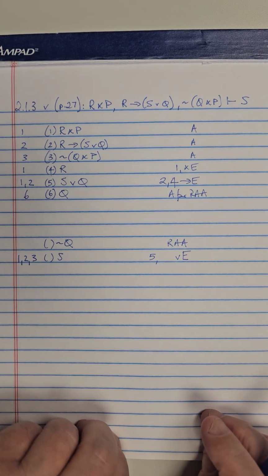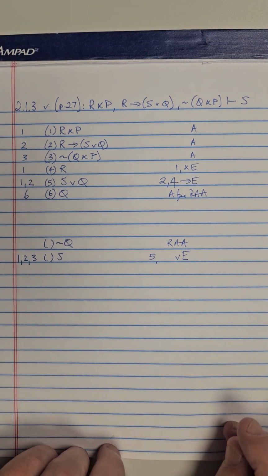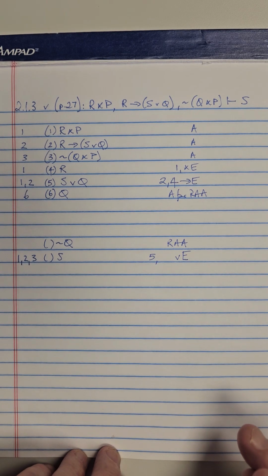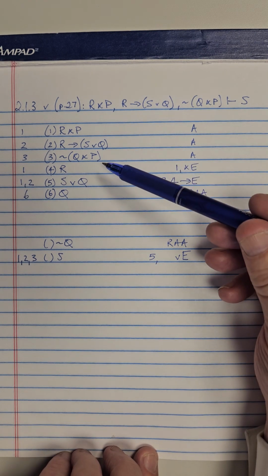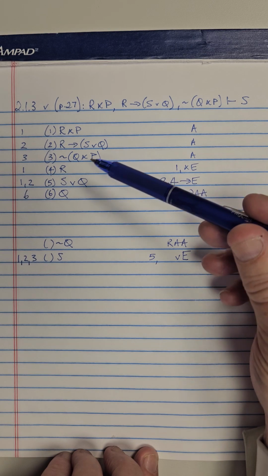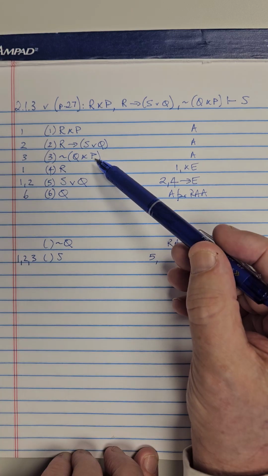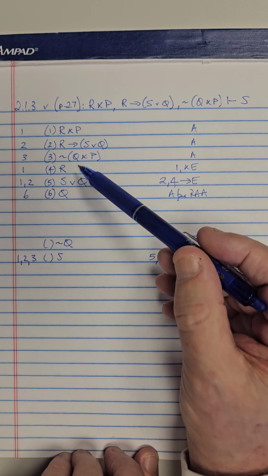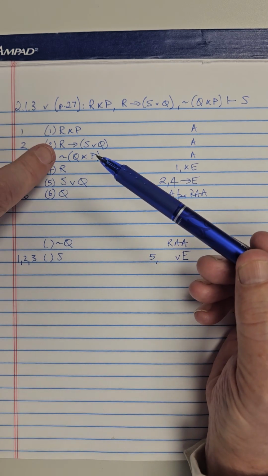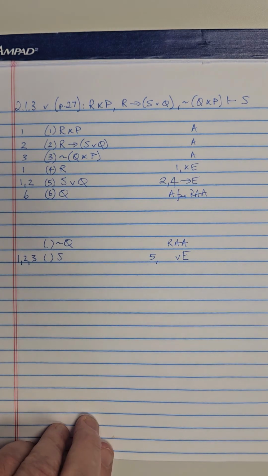Now we need two sentences, one of which are denials of each other. So one of them at least has to be a negation. So when we go looking, we see that we already have a negation on line 3. It says, it is not the case that both Q and P. So if we could prove both Q and P, we'd have two sentences that deny each other.